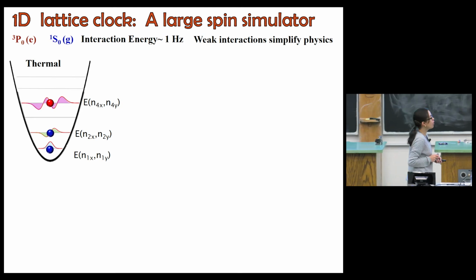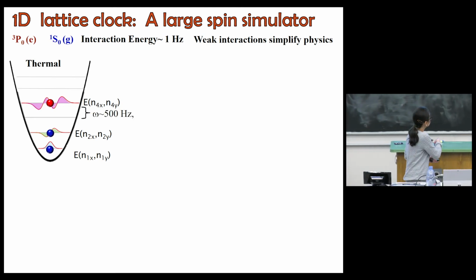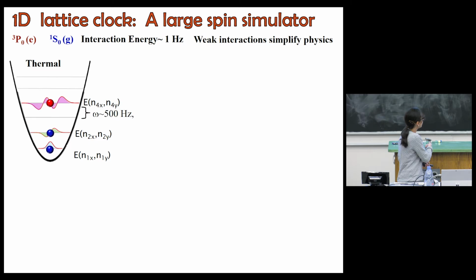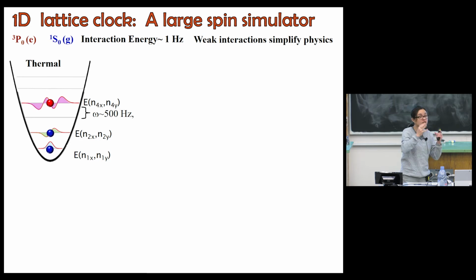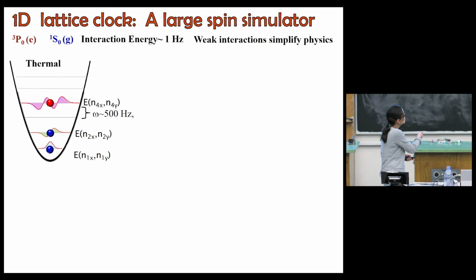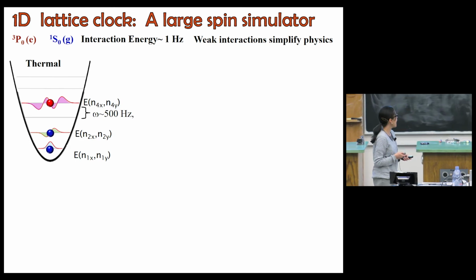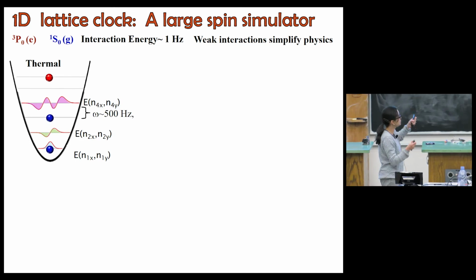And now the point is that the frequency of the harmonic oscillator, that means the energy spacing between nearest neighbor levels, can be of the order of 500 hertz. And the interactions that we are measuring, that the clock can see, are as low as 1 hertz. Because of this P-wave barrier, the collisions are suppressed. So because this energy is so small, atoms cannot collide and change energy levels because it costs too much energy.